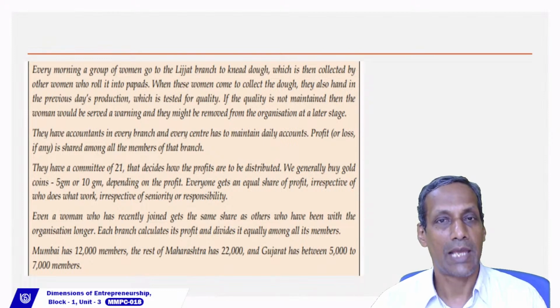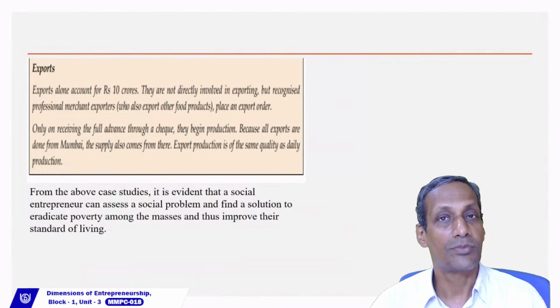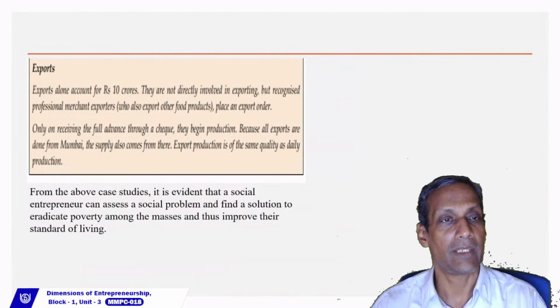Each branch calculates its profit and divides it equally among all its members. Mumbai has 12,000 members, the rest of Maharashtra has 22,000 and Gujarat has between 5,000 to 7,000 members. Exports. Lijjat papad today is being exported. Exports alone account for rupees 10 crores.